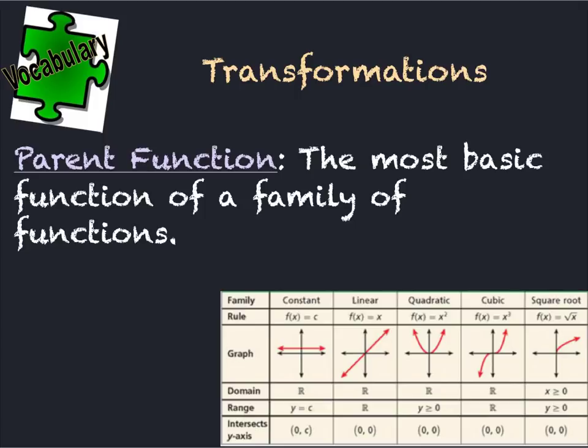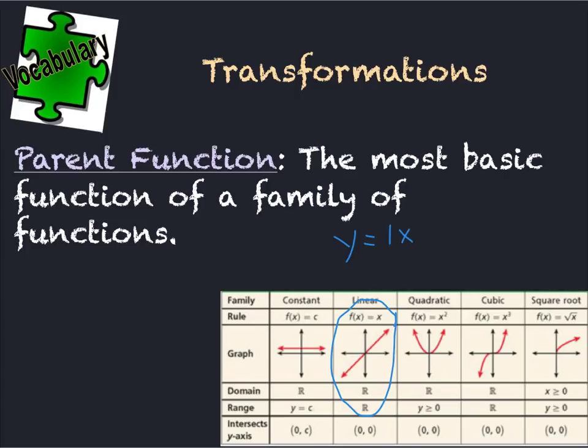A parent function is the most basic function of a family of functions. We're focusing on linear, so think of it: what would the most basic linear function look like? We know that linear functions have a slope and a y-intercept, and in slope-intercept form it's y equals mx plus b. What's the most basic slope that we could have? 1, right? So the most basic slope would just be 1x, 1 over 1.